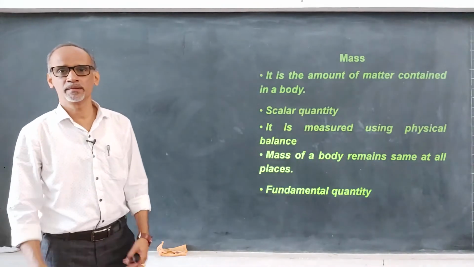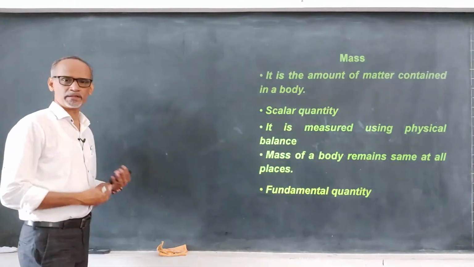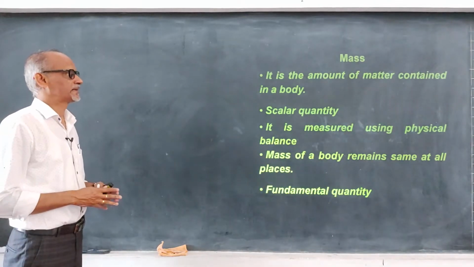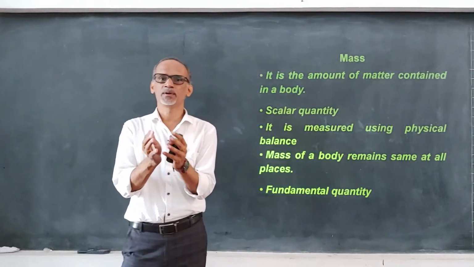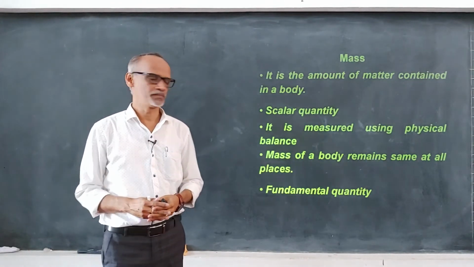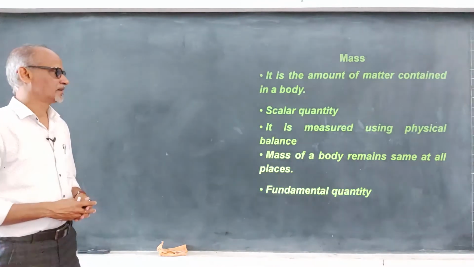Now let's learn about a term called mass. How do we understand what exactly mass is? It is the amount of matter contained in a body. How much matter is present in a body, that is called mass. If there is more matter, we say that the mass is more. It is a scalar quantity. It is measured using a physical balance.